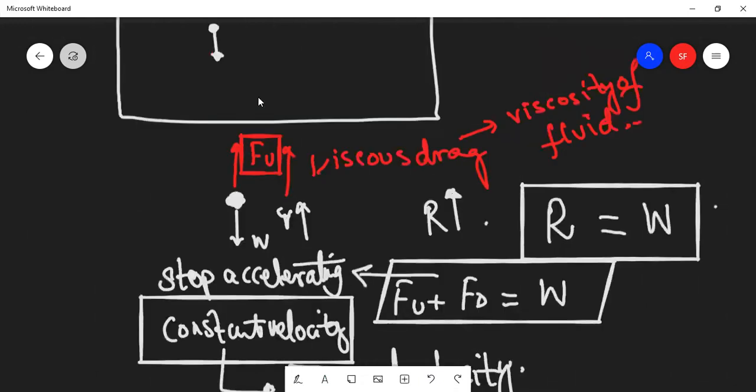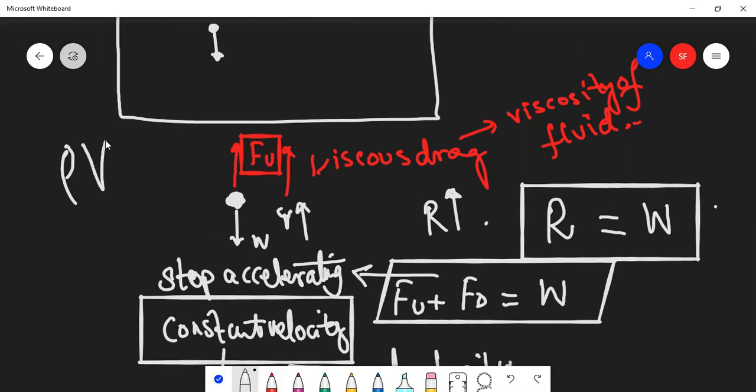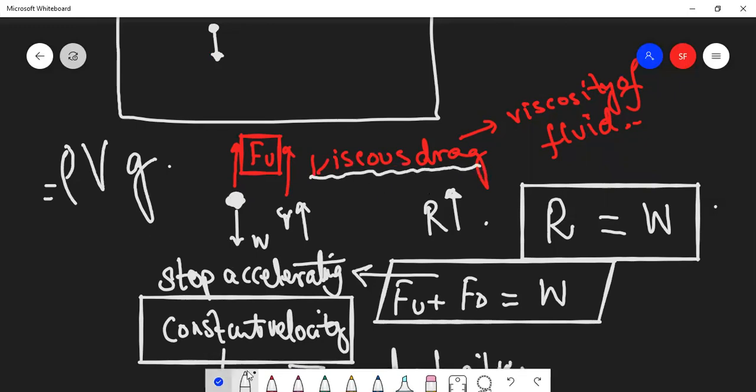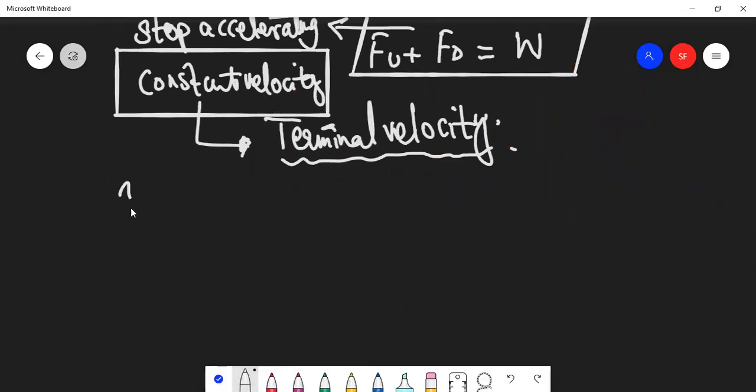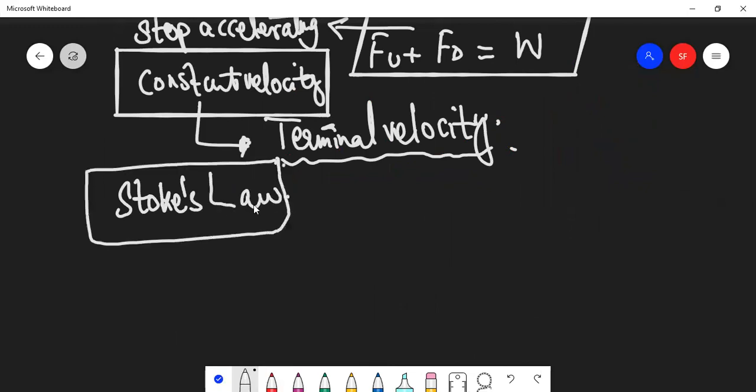Now, upthrust has a formula that we just discussed. It's rho V g, where V represents the volume of this oil droplet, rho represents the density of the fluid in which it is falling, and g is the gravitational field strength. And in order to calculate the viscous drag force, you need Stokes' law. It can be used to calculate the viscous drag force.